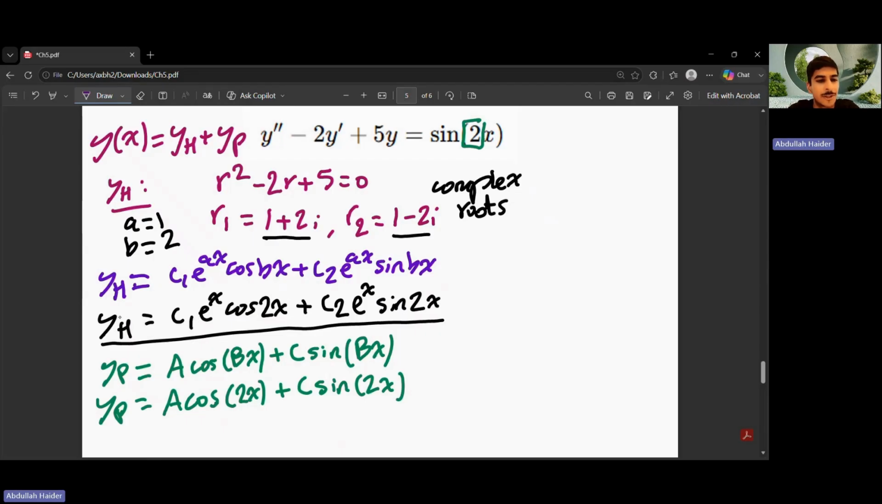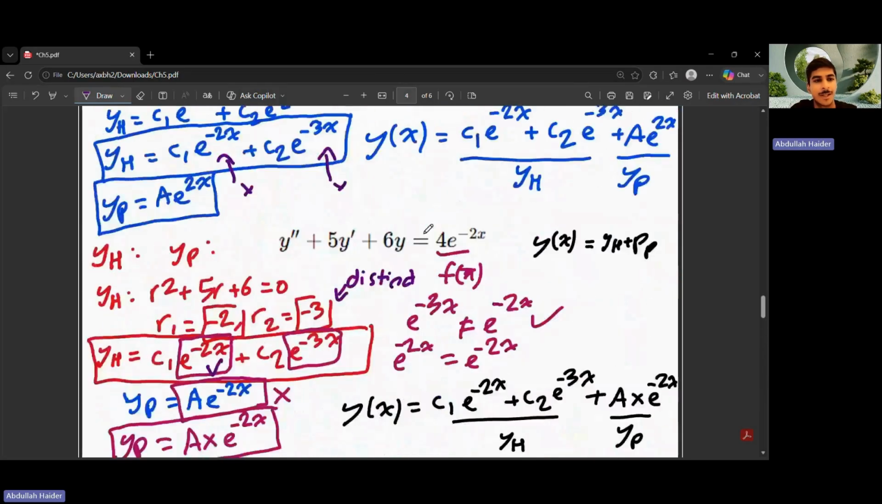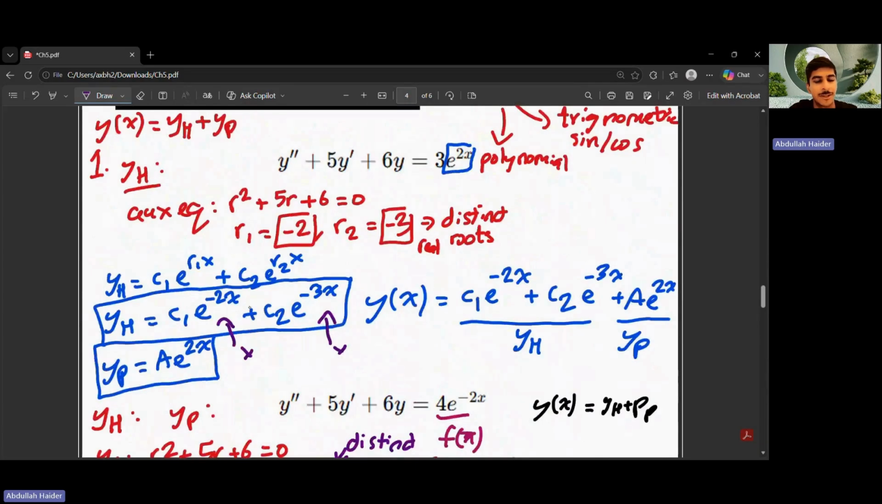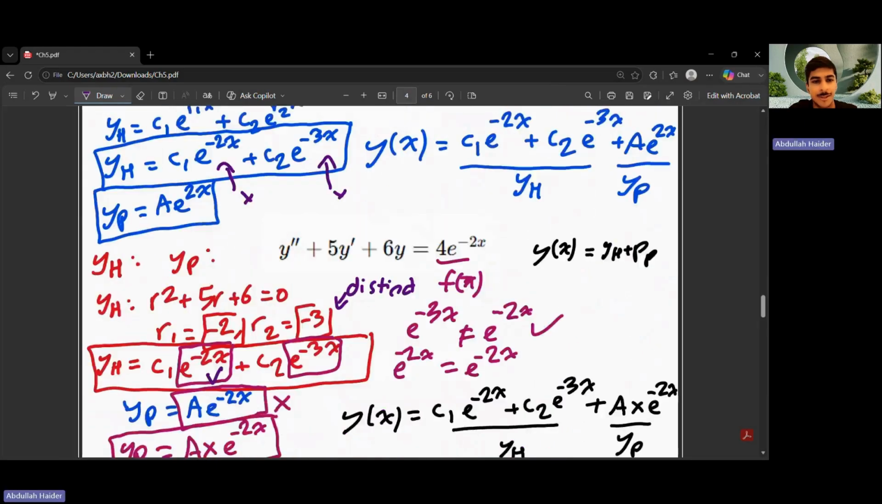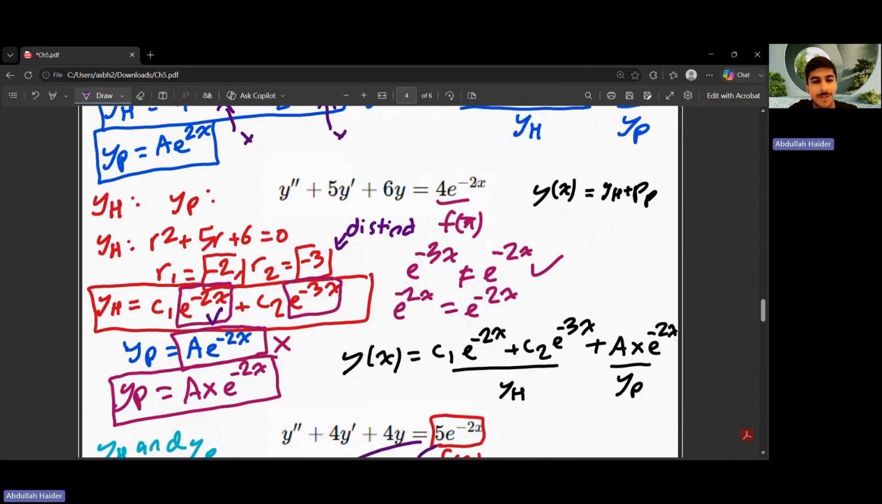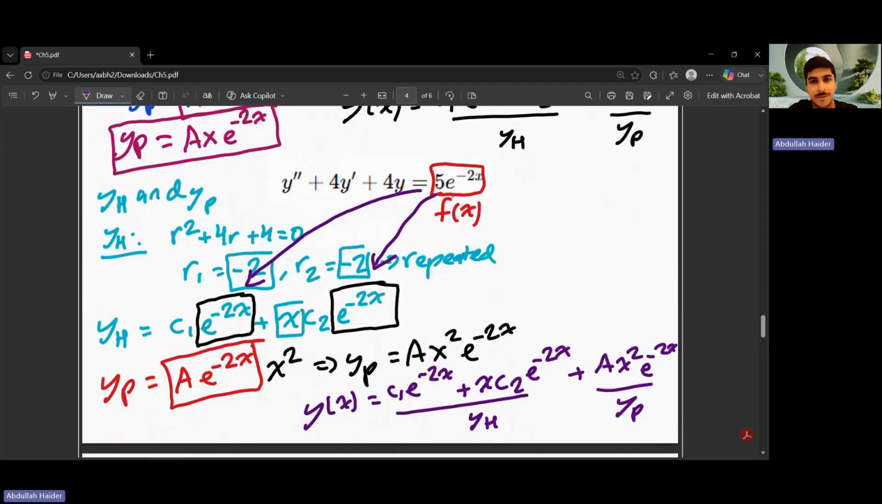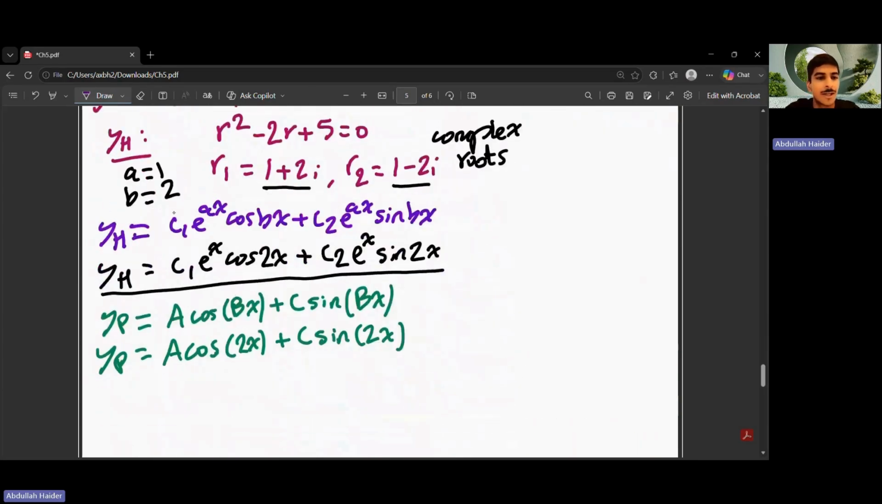whether your homogeneous solution has something in common with the f of x here, just like how we did for the exponential part. Once you find the homogeneous solution, you check if something is common. Like let's say we had e power negative 2x here, and in the homogeneous solution we have e power negative 2x, so we have to multiply the yp by x. And if we have e power negative 2x in the f of x, and we have it twice in the homogeneous solution, we'll multiply this by x squared. So it's the same principle over here as well.